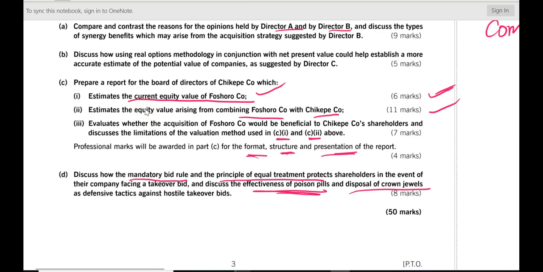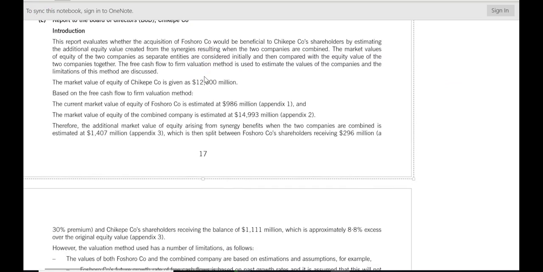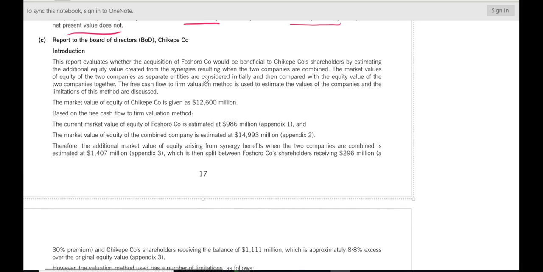Okay, let's discuss the third part of part C: evaluate whether the acquisition of F company would be beneficial. That is beneficial, obviously, that is a 9% return for the acquired company shareholders, and discuss the limitations. Okay, in this part you will make a report to the board and you will give the introduction.